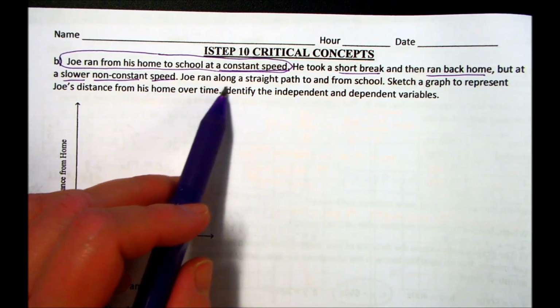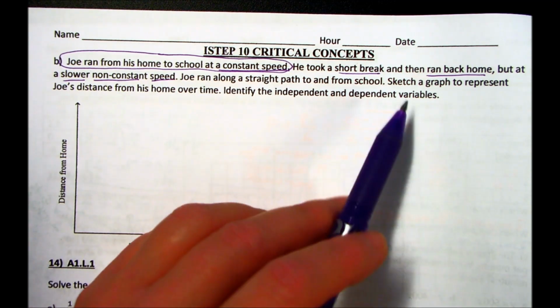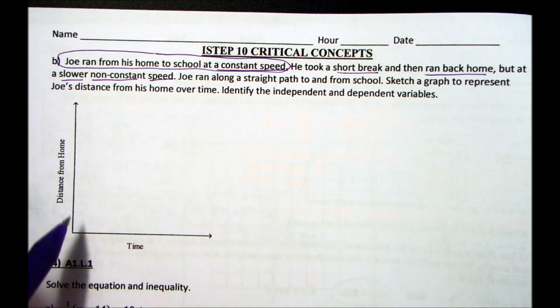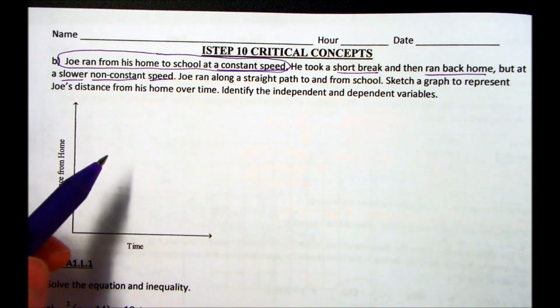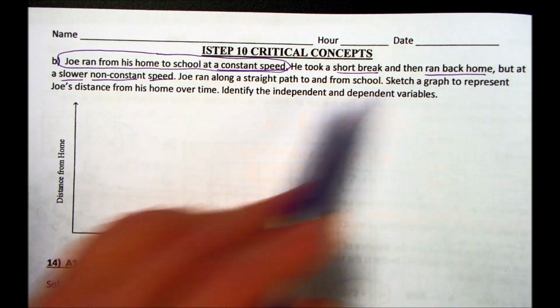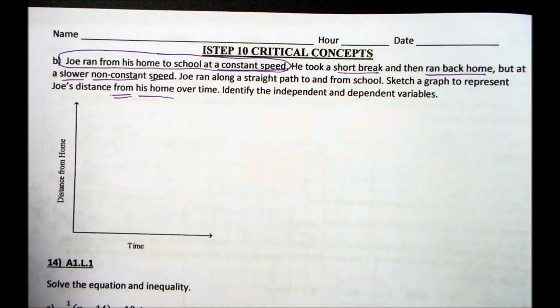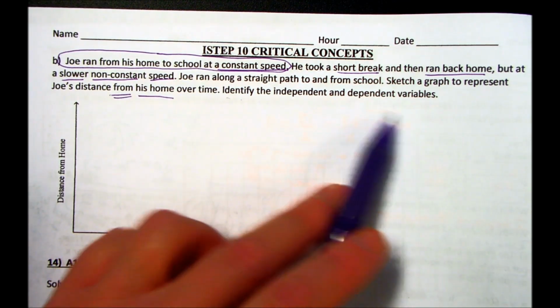So Joe ran along a straight path to and from school. Even though he's running a straight path, that just means that the distance from home is going to be the same going there and back. Sketch a graph to represent Joe's distance from his home. So again, it's from his home over time, and then identify the independent and dependent variables.